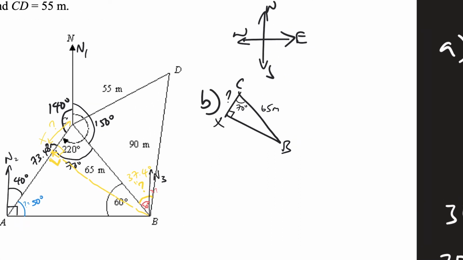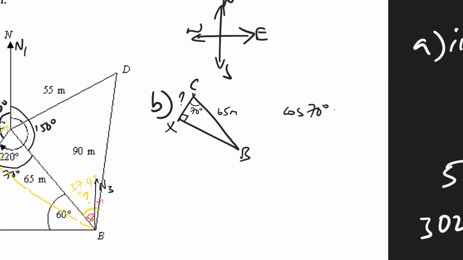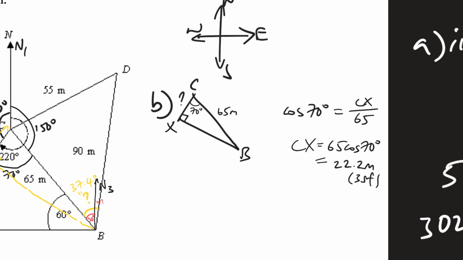So we can say this is basically, for this angle, this is my adjacent. This is my opposite. This is my hypotenuse. So I can say, if I want my adjacent, I can say cosine 70 degrees is CX, adjacent over hypotenuse. And there you go, like, you solved it very, very easily.